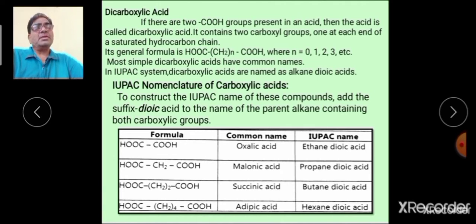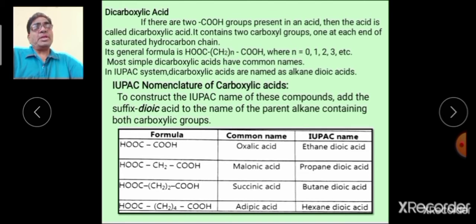Nomenclature: most simple dicarboxylic acids have their common name, and in IUPAC system they are named as alkane dioic acids. Okay, what is done in IUPAC system? Add the suffix dioic acid to the name of the parent alkane containing both carboxylic groups.